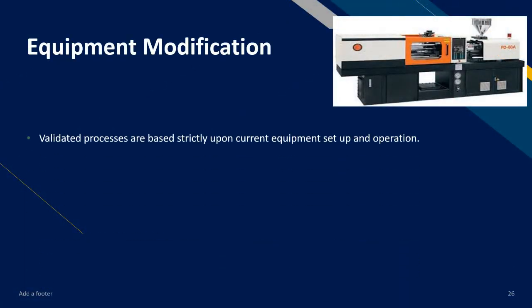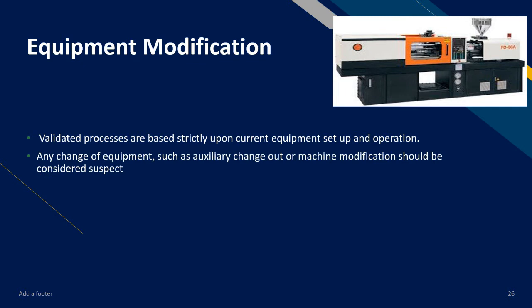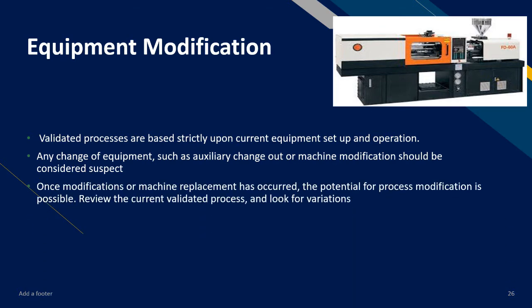So in terms of equipment modification, validated processes are based strictly upon current equipment, setup, and operation. Any change of equipment, such as auxiliary changeout or machine modification, should be considered suspect. Once modifications or machine replacement has occurred, the potential for process modification is possible.